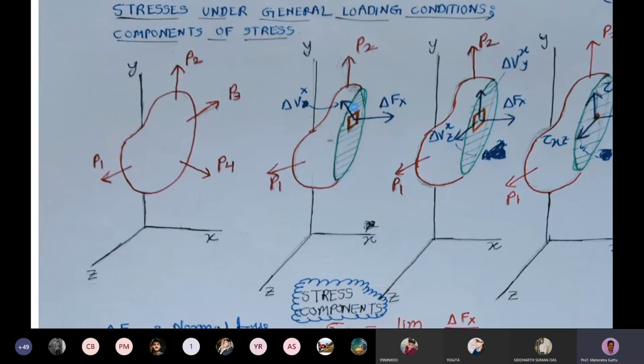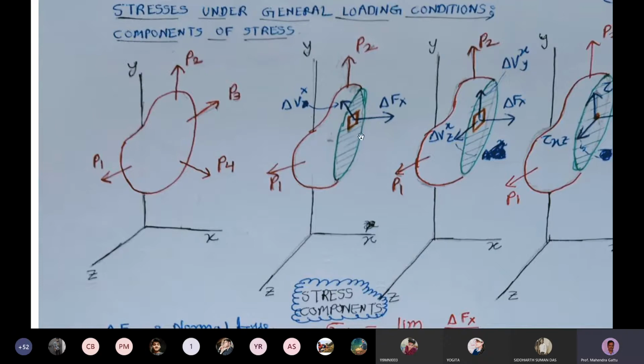Here we have cut a cross section, indicated with this green color, and the point Q is lying somewhere there. We are looking at the free body diagram for the left part. There are only two forces now, P1 and P2, and to balance those forces there are forces on this cut surface. This plane is parallel to the YZ plane, so the normal to it will be along the x direction.